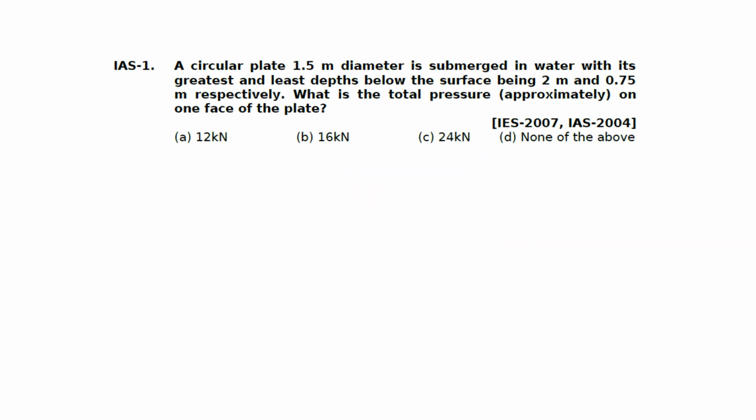So the first question came in Engineering Services, IES 2004. We have already seen this question earlier. Anyway, we'll do it again. A circular plate 1.5 meter diameter is submerged in water with its greatest and least depth below the surface being 2 meter and 0.5 meter respectively. What is the total pressure approximately on one face of the plate? So these are the options.